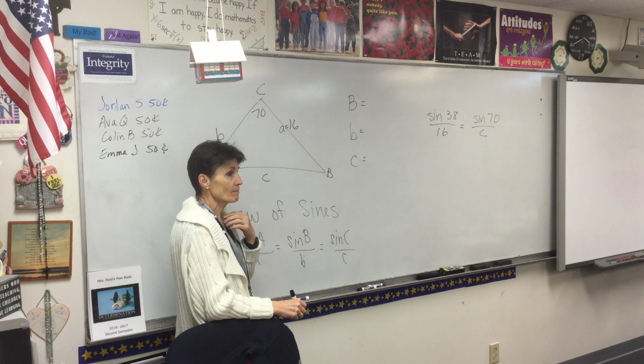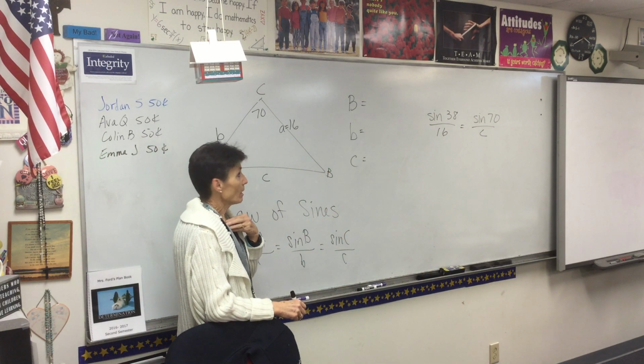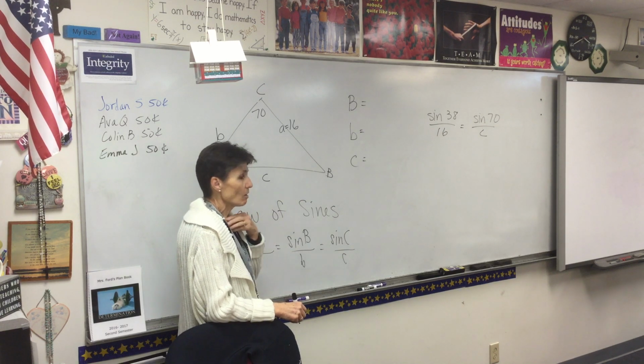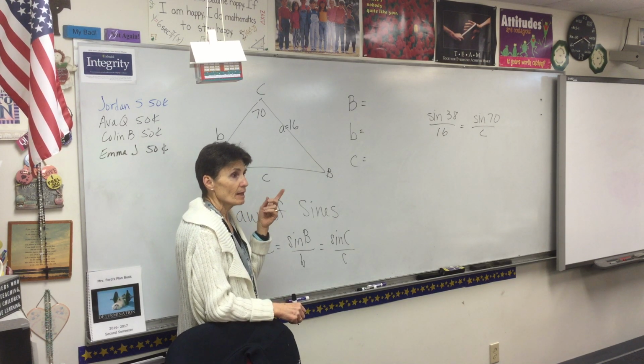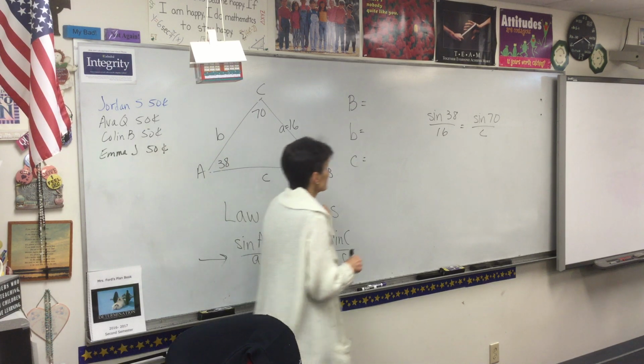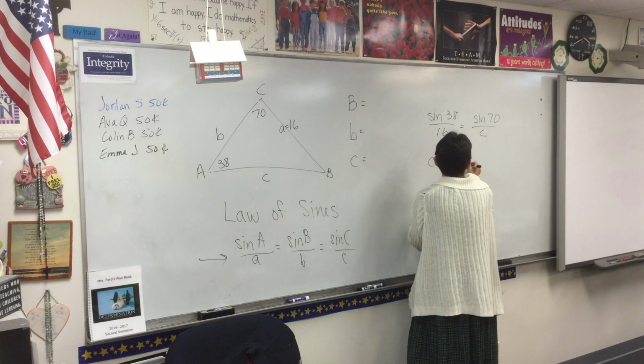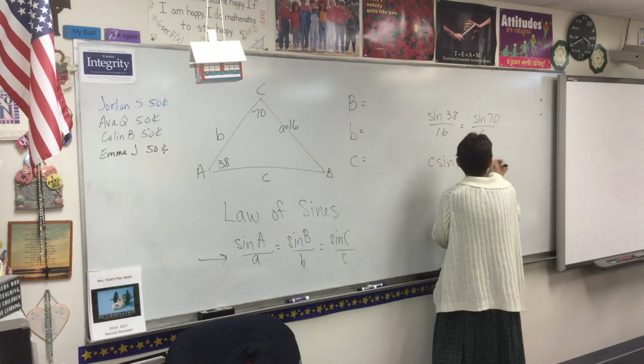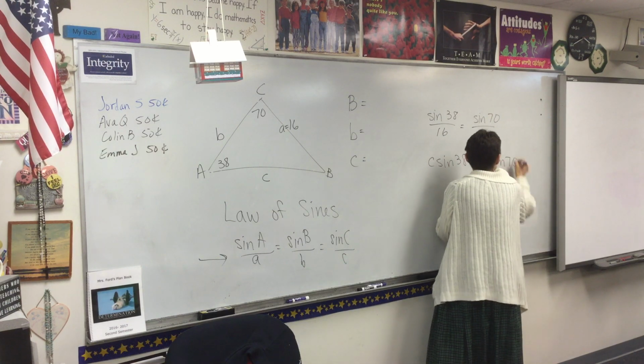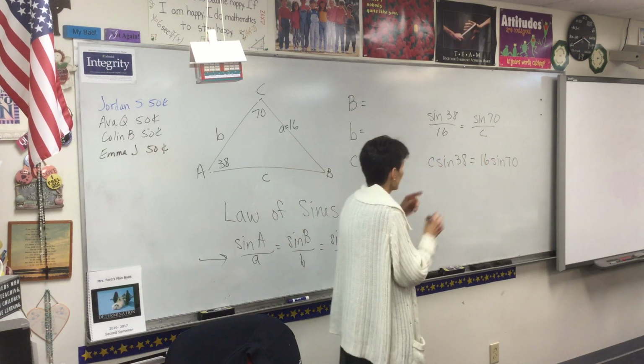Does that make sense to everybody? Now, I can solve that. How will I solve that? It's easy. Yeah, cross multiply, right? So I'll cross multiply. So C sine 38 equals 16 sine 70. Just cross multiply.